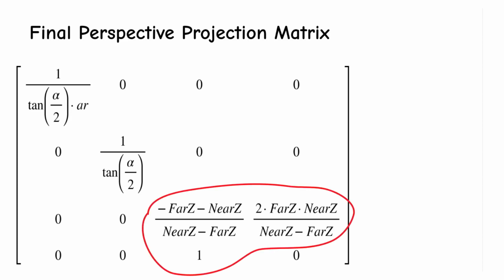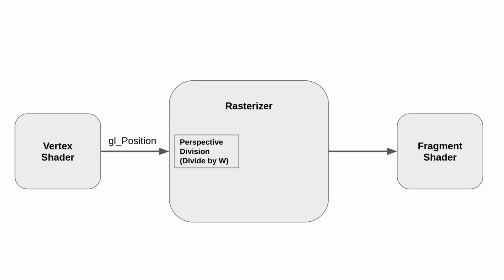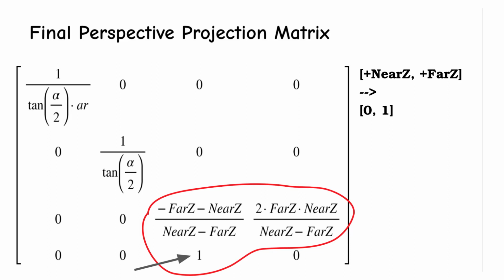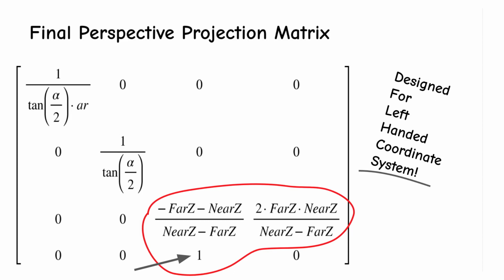The development of the 2 cells on the third row is a bit complex, and I covered it fully in the perspective projection tutorial, so I will not repeat it here. The 1 in the 4th row is there in order to copy the original z into the w component. The rasterizer divides the position vector that comes out of the vertex shader by w, which is actually the original z, during the perspective division step. This makes z values between the positive range of z near to z far map to 0 to 1. In other words, this is a left-handed coordinate system.